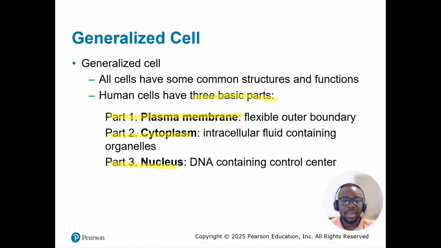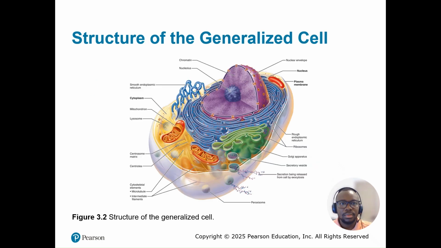But very quickly, the plasma membrane is a flexible outer boundary and regulates entry and exit of material into and out of the cell. The cytoplasm is the intracellular fluid and contains the organelles. The nucleus is the control center of the cell. It contains the DNA that regulates cellular activities.